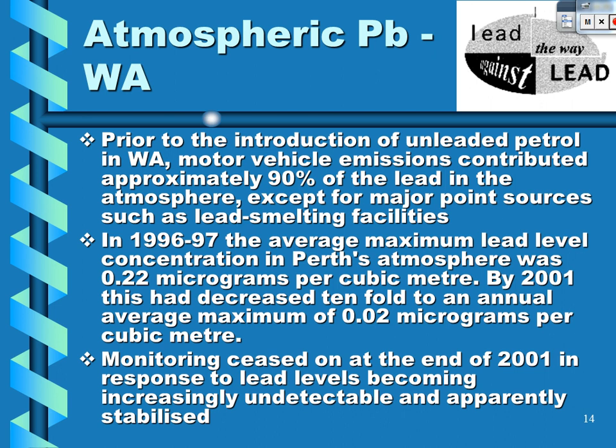Just a look at atmospheric lead. In Western Australia, prior to the introduction of unleaded petrol, motor vehicle emissions contributed approximately 90% of lead to the atmosphere, except for major point sources such as lead smelters.